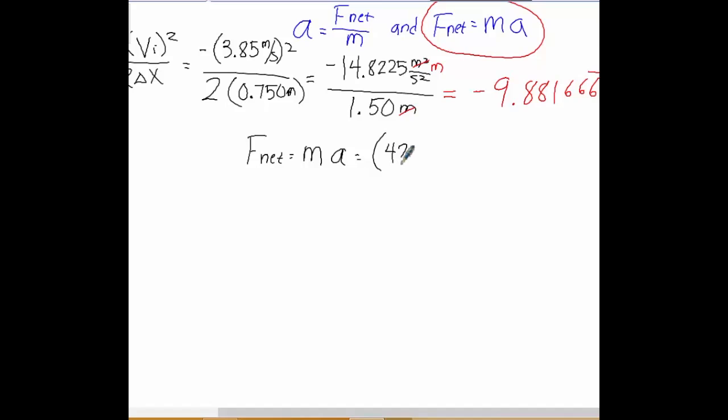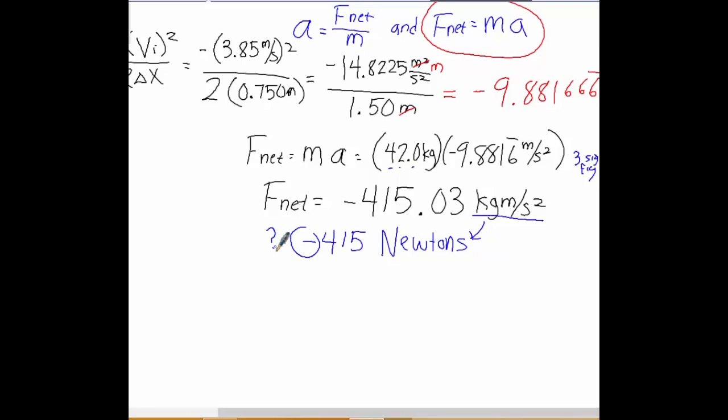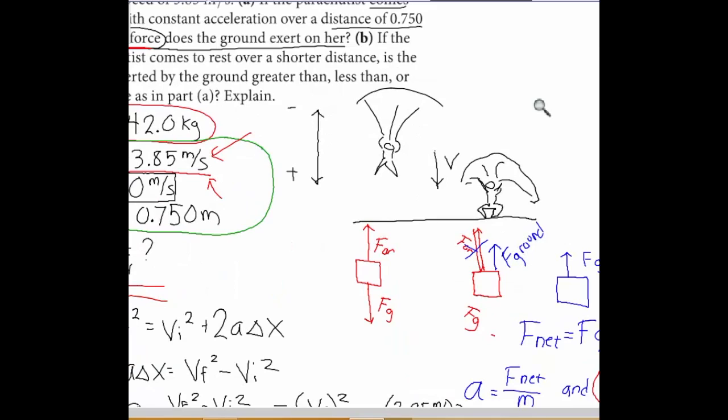And then I can multiply the mass, 42.0 kilograms, which is 3 sig figs, times that 9.8816 repeating meters per second squared of 3 sig figs. And upon doing that, I get an answer of negative 415.03 kilogram meters per second squared. And that's awesome, except remember it's supposed to be 3 sig figs. So my real F net is minus 415. Instead of kilogram meters per second squared, that is a derived unit, called the Newton. So that's just called a Newton. It's so much easier. The big capital N.